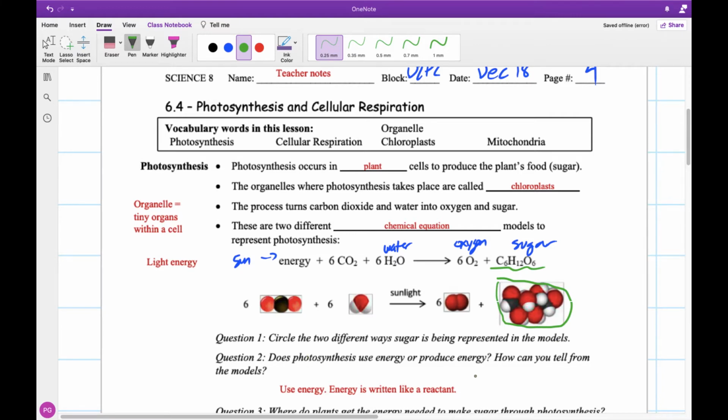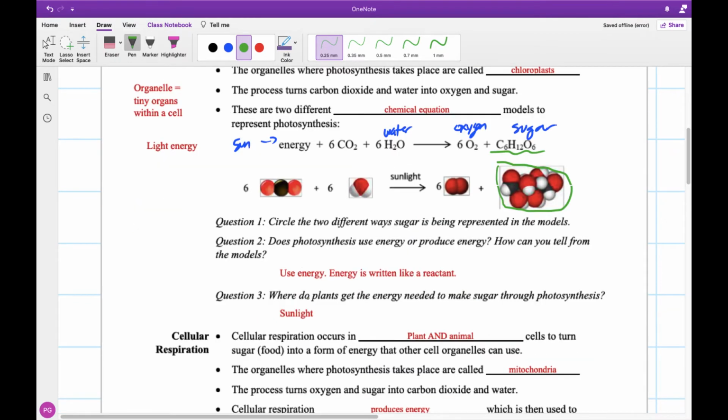And based on our models, how can we tell if photosynthesis uses energy or produces energy? We can see that it uses energy because energy is written like a reactant. We start with some energy and we need this energy, carbon dioxide and water, in order to produce oxygen and sugar. So we're using up the energy. And where does that energy come from? Like we said, it comes from light, in particular sunlight.